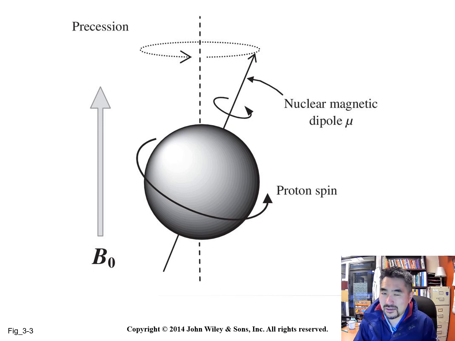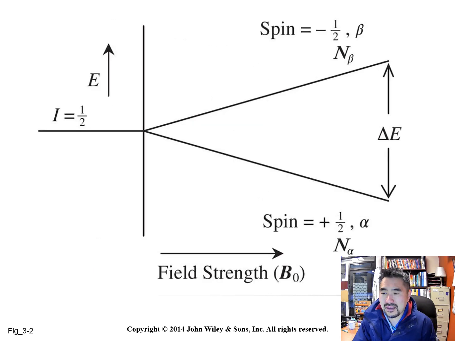So why do you need a strong magnetic field? Well, so that you can line up all the nuclei, particles like protons, in line with the magnetic field.